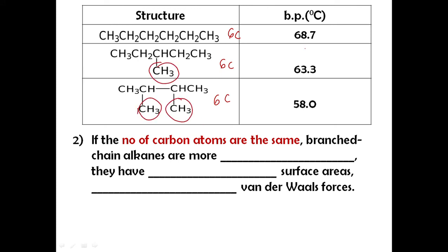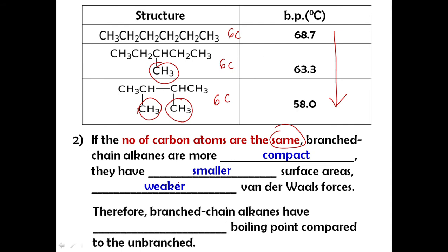So, take note at the boiling point, makin menurun. So if the number of the carbon atoms are same, ini hanya boleh pakai kalau carbon atom dia sama. So that's why saya cakap kena kira number of carbon first. Branch chain alkanes are more compact. They have a smaller surface area, weaker van der Waals force. So lagi banyak branch, lagi lemah van der Waals force. Therefore, branch chain alkanes have lower boiling point compared to the unbranched.